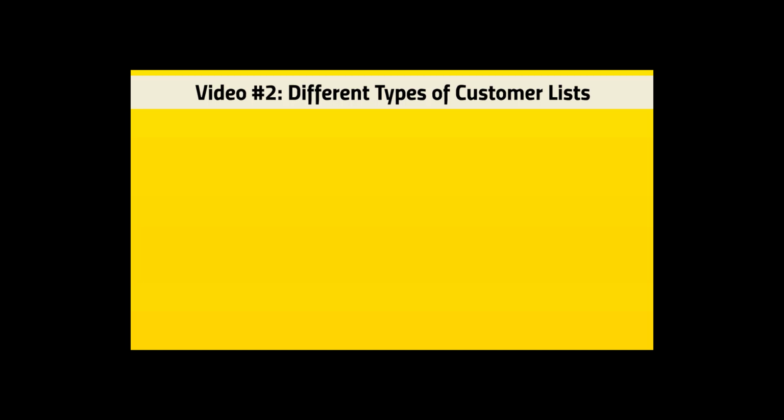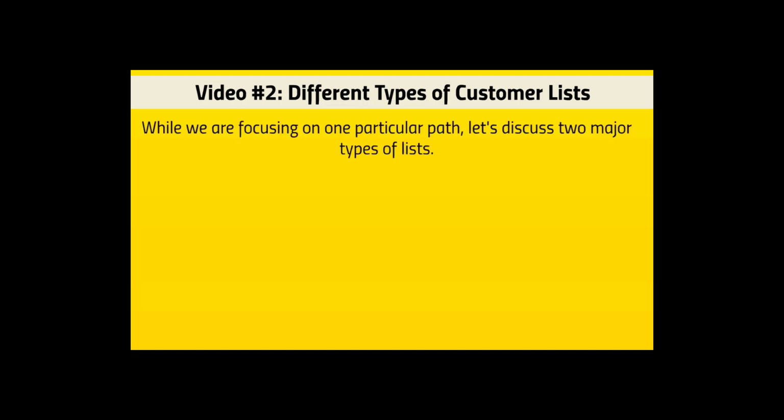Okay, so welcome back. This is video number 2, and we're going to talk about the 2 different types of customer lists. Now, while we're focusing on just one particular path, I really want to talk about 2 major types of lists, because I want you to get into that mindset of understanding why there are 2 different lists and why we are really focusing on just one particular one. So the 2 major ones are the free list versus the customer list.